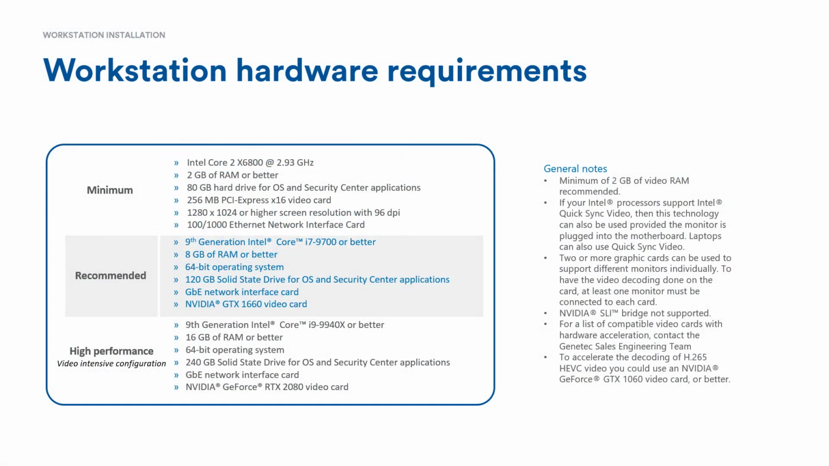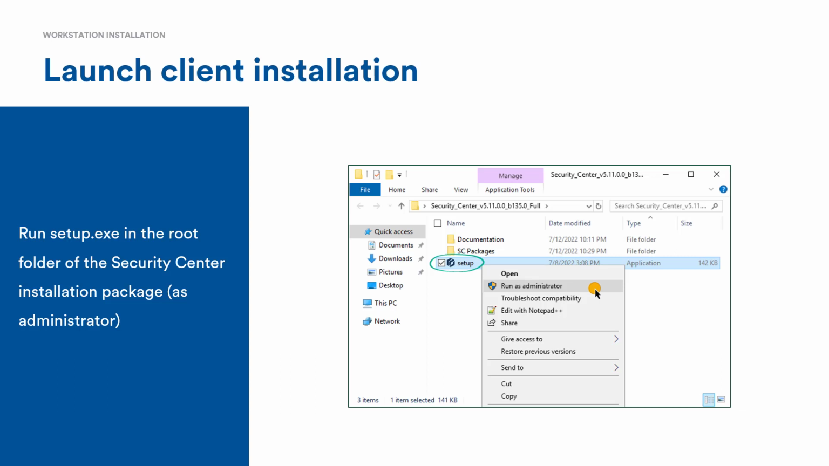Let's look at the specific steps to install the client software on a workstation. First of all, be aware that apart from the software requirements, there are also hardware requirements to be respected for a supported configuration. We published 3 sets of hardware requirements: minimum, recommended, and high performance. To install the client software, use a file browser to navigate to the location of the installation files and run the file setup.exe as a Windows administrator.